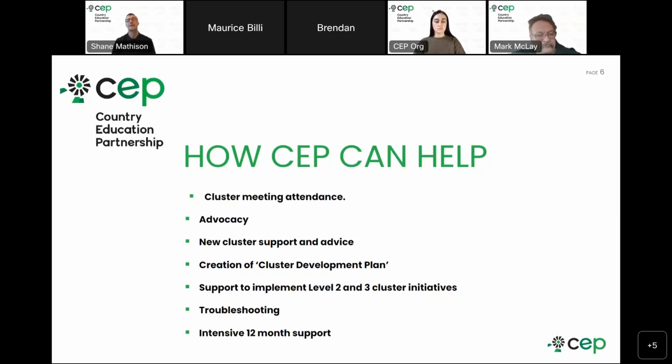And then there's the ability to do some intensive 12-month support, which is where we work really closely with the cluster, and it might go across a range of the different points that I've already talked about, depending on the needs of the cluster or what direction they want to go. But we can get in there and really work hard on supporting them to implement a range of initiatives, develop a cluster plan, whatever the needs of that cluster might be. So that's a range of the ways that CEP can help.